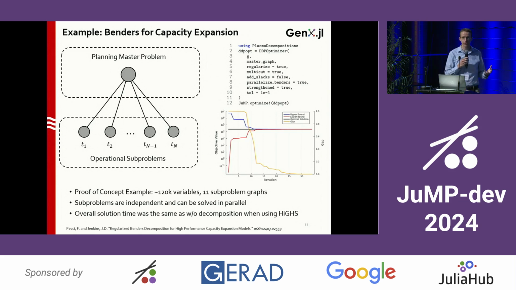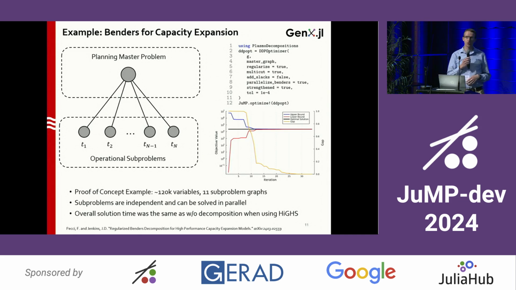And then on the bottom right, you can see the behavior of these upper and lower bounds, how it takes several iterations to converge. Here we needed 32 iterations before both those upper and lower bounds converged. And this is a pretty small problem as far as LPs go. This is only 120,000 variables.